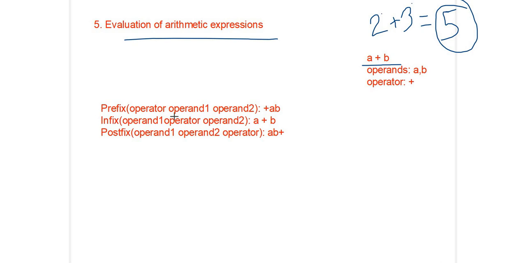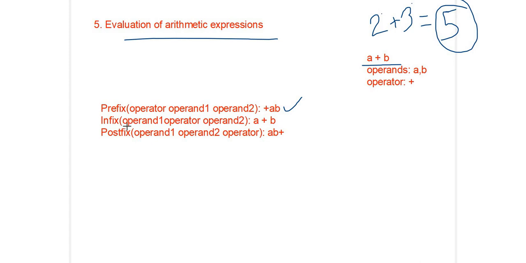Here we will see about notation. What are the notations? There are three types of notations: prefix, infix, and postfix. What is prefix? When the operator is placed before the operands, that is called prefix notation. Here the operands are a and b, and the operator is plus. We put plus before operand 1 and operand 2. That is called prefix notation.